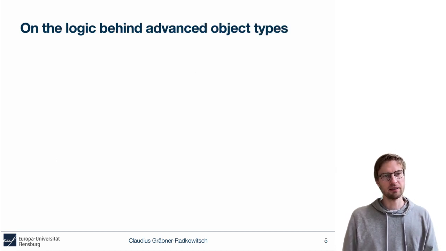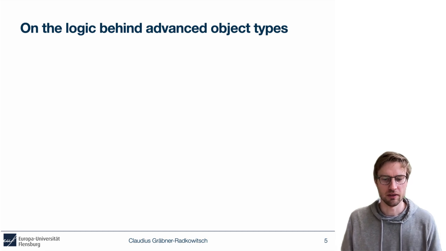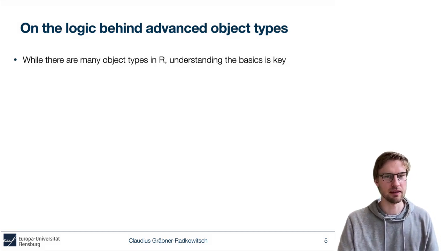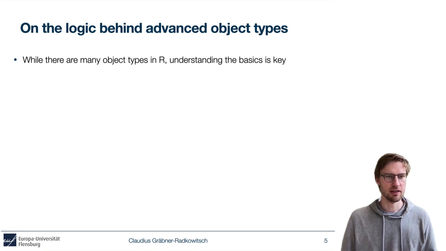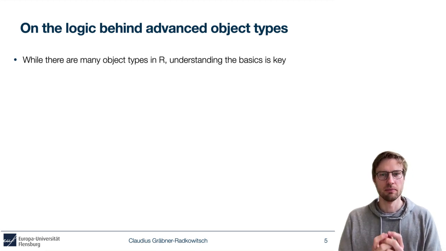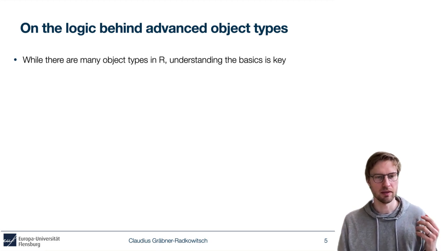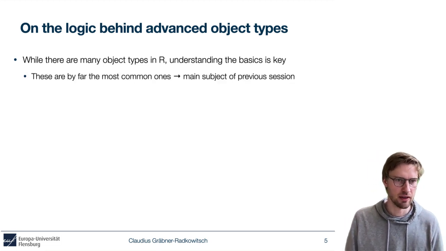Now, here's a bit on the logic behind advanced object types. As I said, this comes a little bit from the previous session. There are many object types in R. The most important thing was to understand the basics, namely the atomic vectors, lists, and functions.